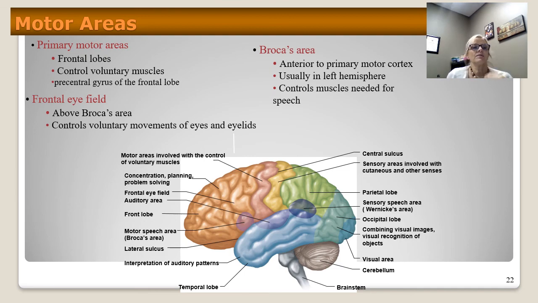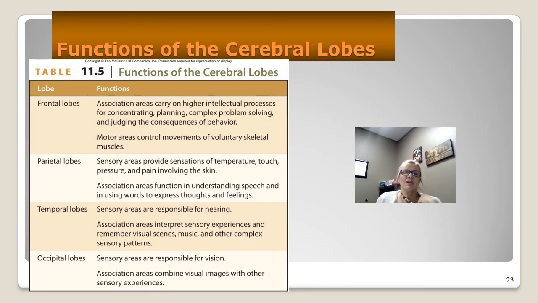Okay, so yeah, we're finished with this. All right, this is a good summary slide here of some of the functions of the different lobes here, okay?